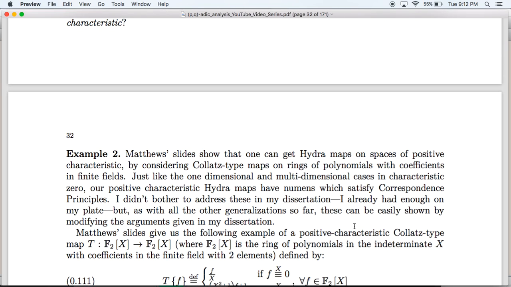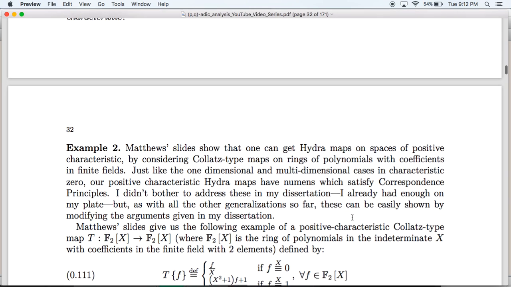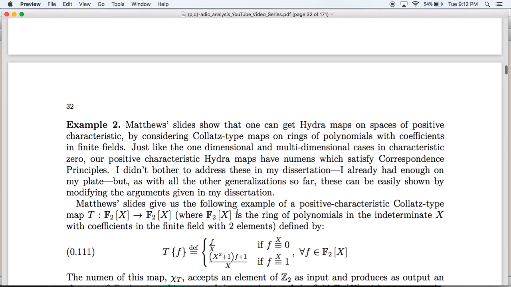Here, the space we will work over is the ring of polynomials with coefficients in a finite field. I didn't bother to address these in my dissertation. I already had enough on my plate. But as with all the other generalizations I mentioned so far, everything that I've done can be modified easily to show that it's true. We get the correspondence principle. We get the Fourier analysis. Everything is wonderful.